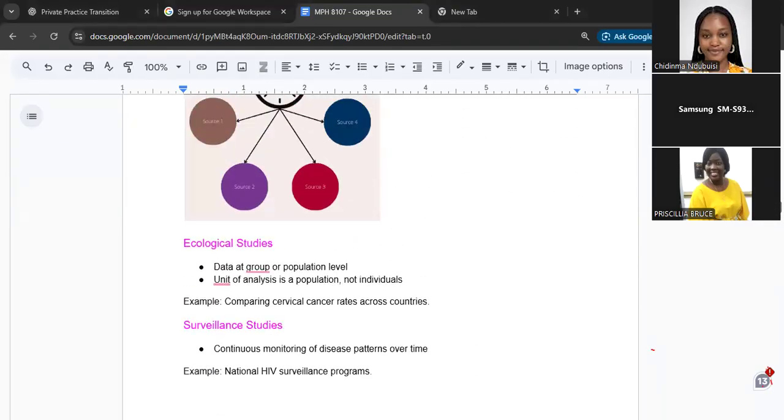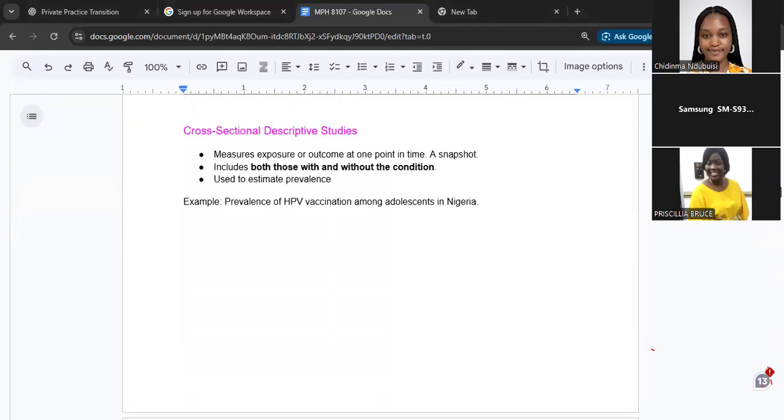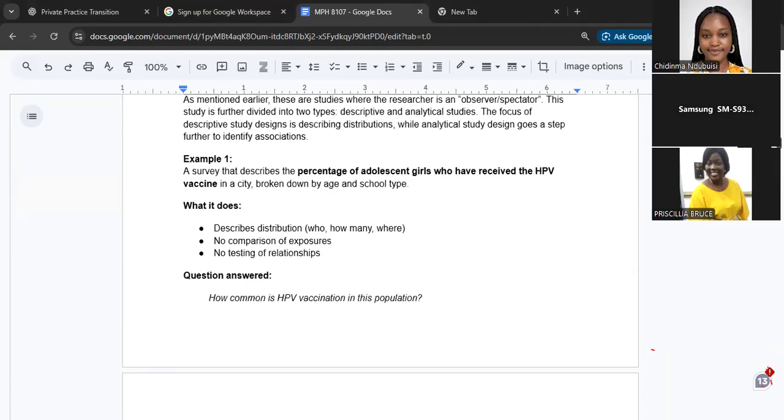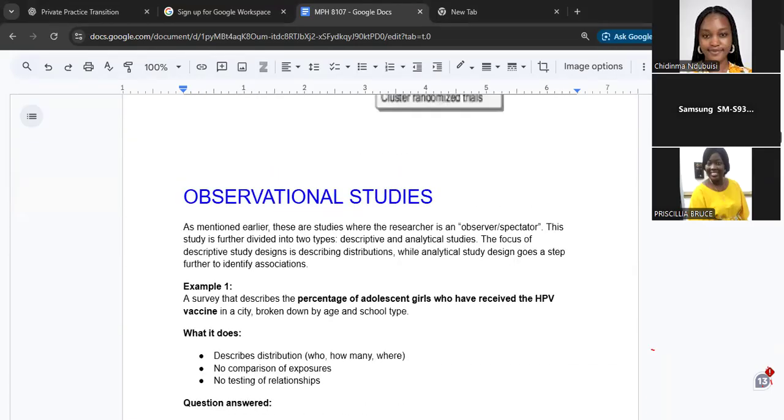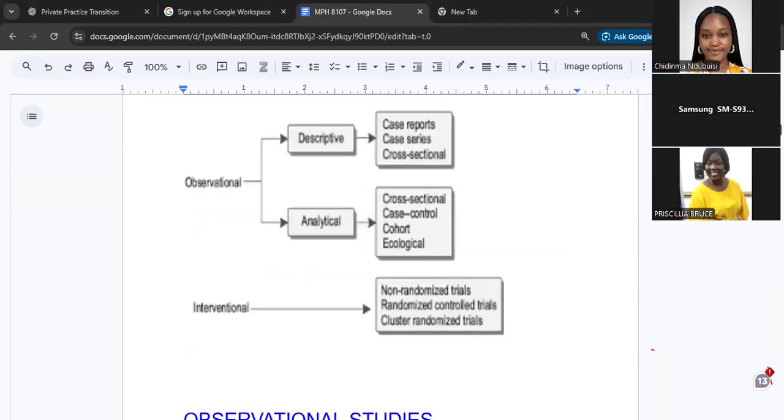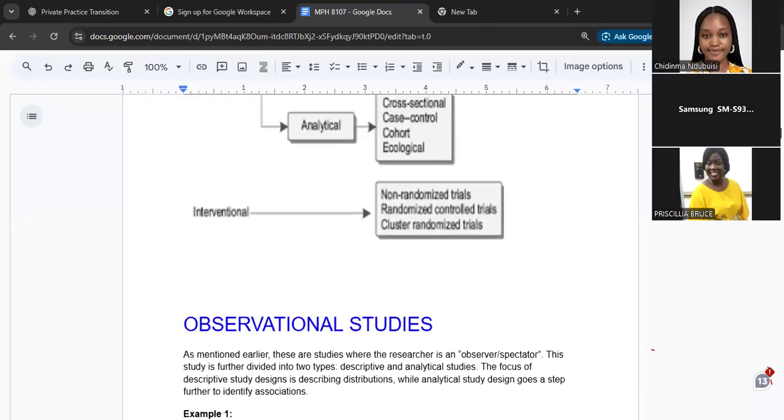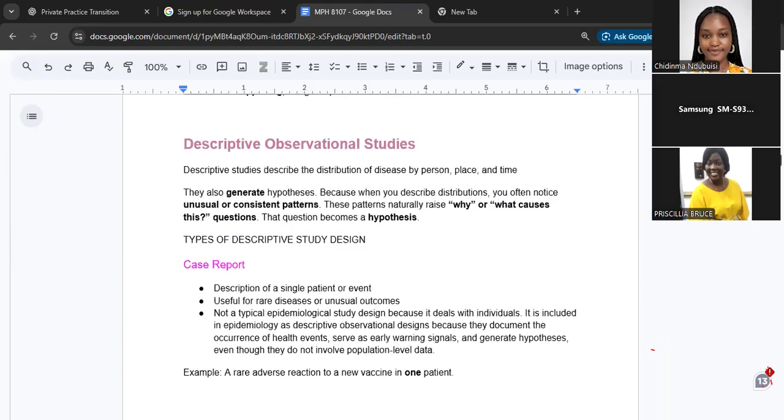We've actually covered observational study design. So at this moment, I think that we are pros. We've covered it, and I'm very proud of us. We've covered observational study design, the descriptive versus analytical, and the ones under descriptive: case report, series, cross-sectional. We also mentioned surveillance and ecological there, and under analytical we said cross-sectional, case control, cohorts, and then there's also ecological. Okay, so I think we've done good with that.